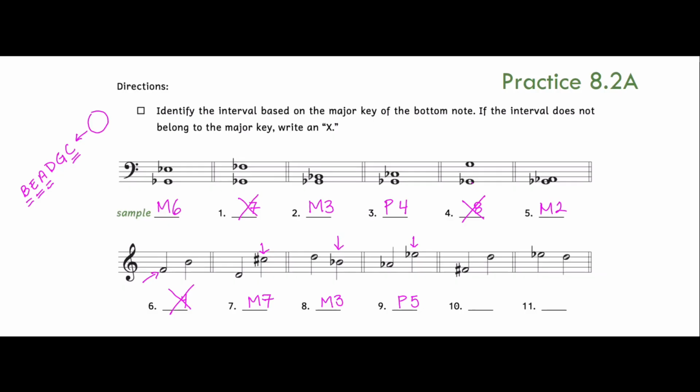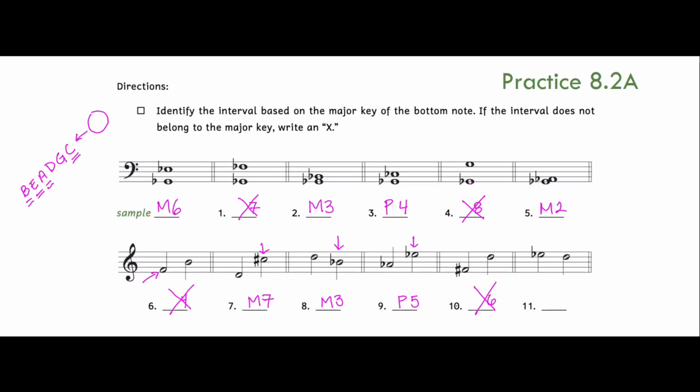Number 10, F to D is a 6th. Now we think in the key of F sharp major. F sharp major has 6 sharps: F, C, G, D, A, and E. So that means D should have a sharp to make it a major sixth. This is D natural, so this does not exist in F sharp major.